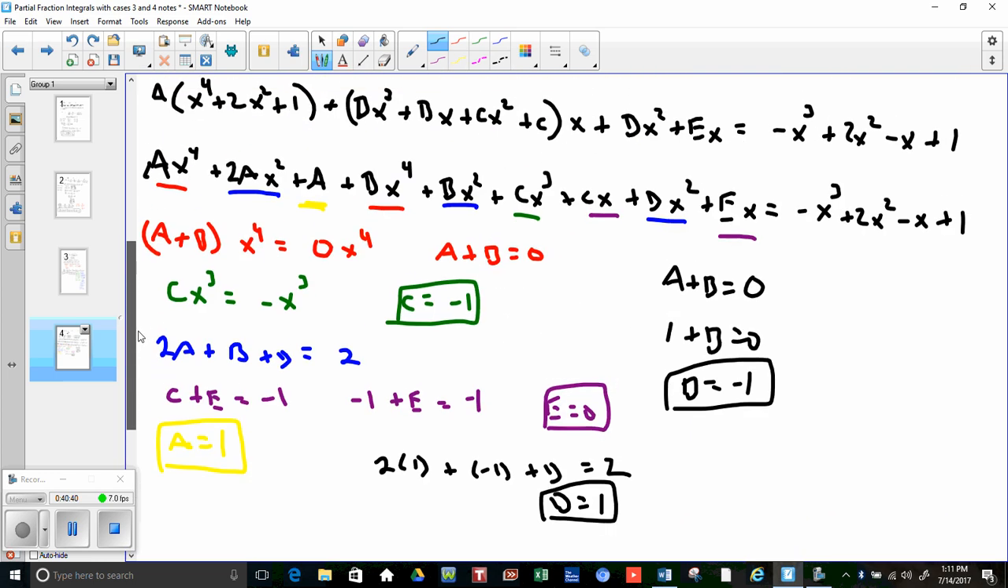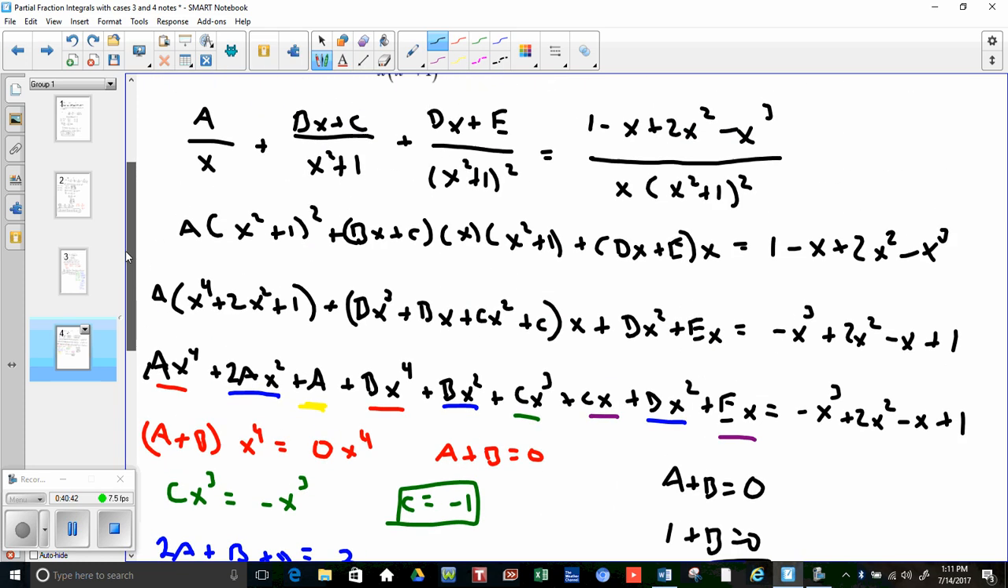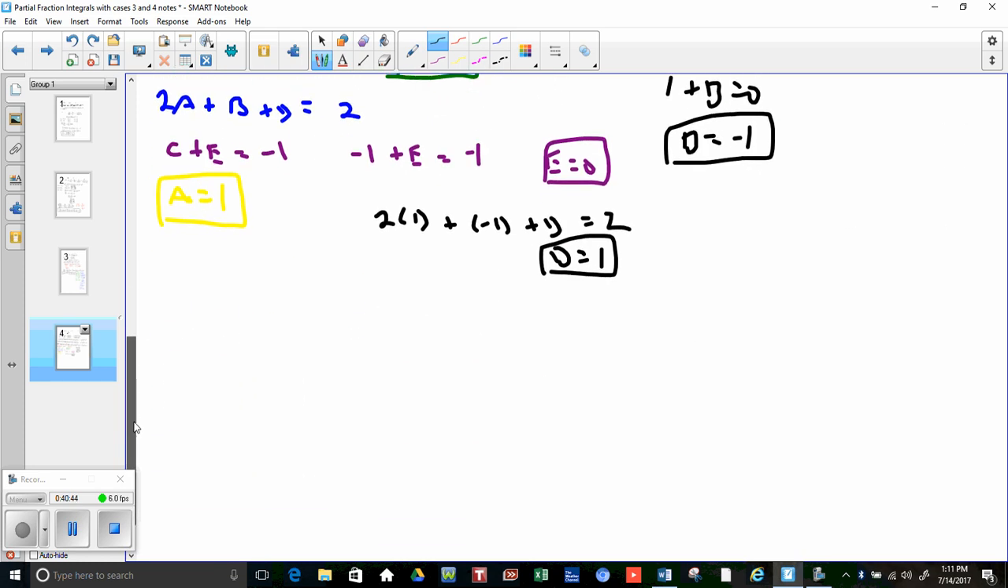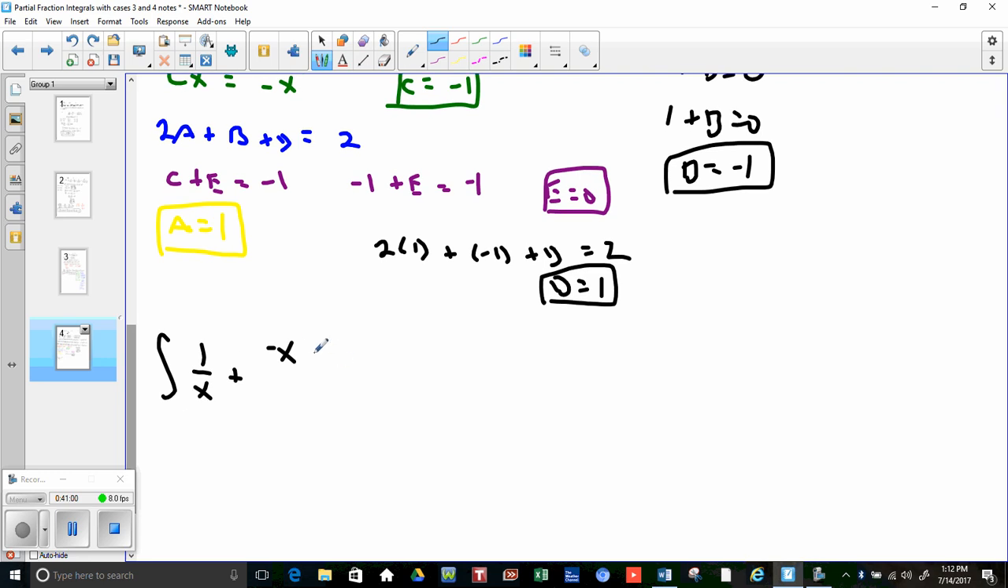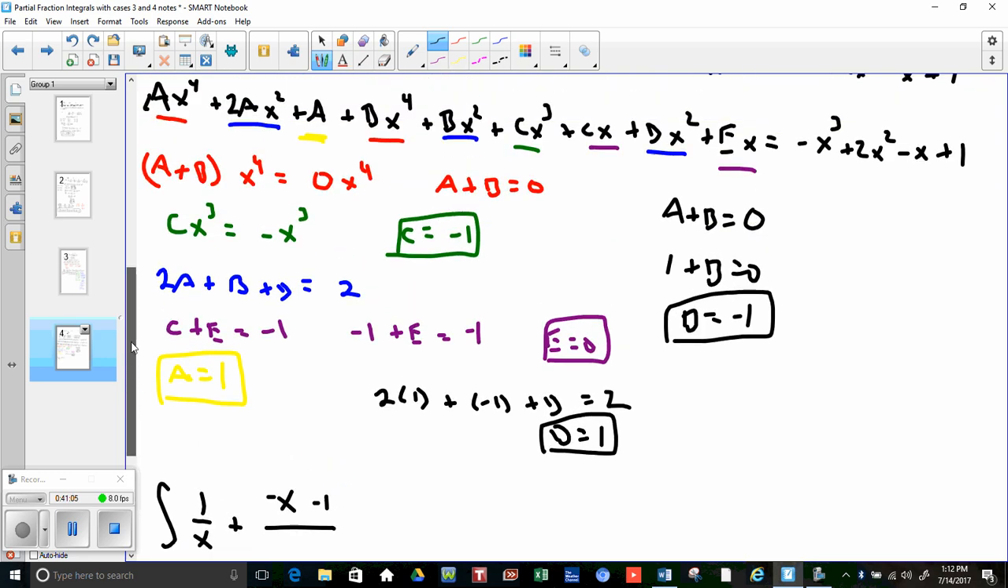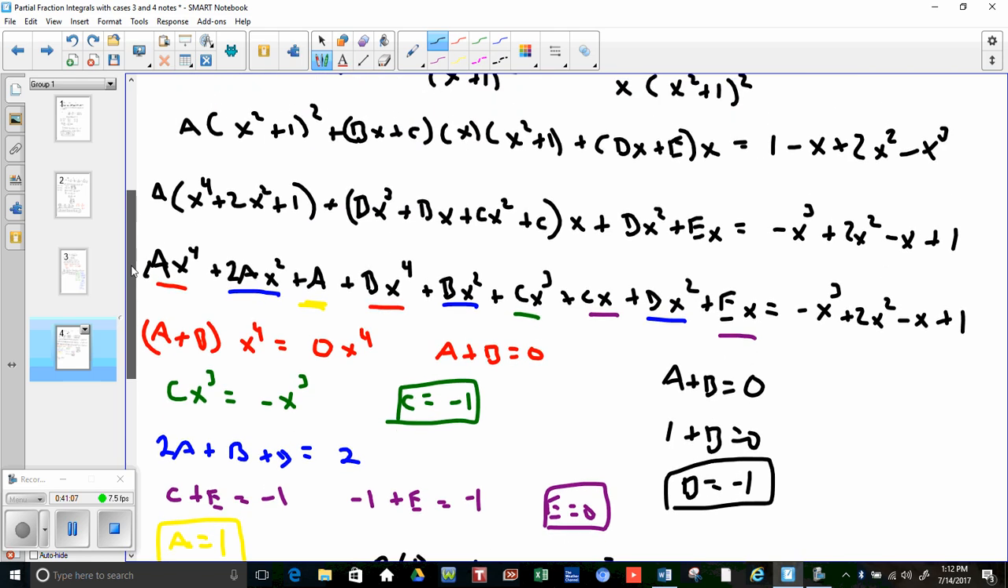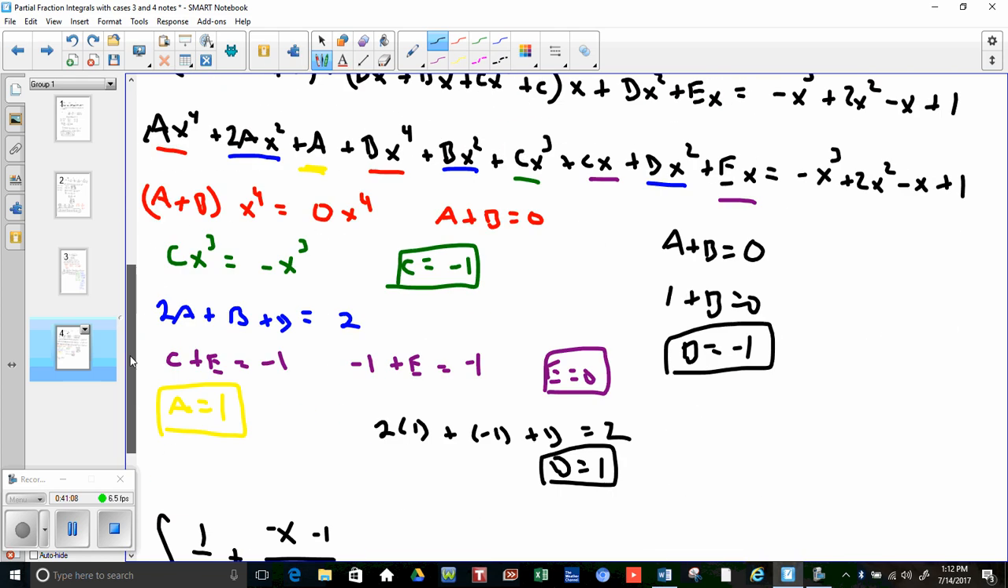So let's see. The first one was just A over x. So that's the integral of 1 over x. Plus, the next one was bx plus c. B is -1, so that's -x. C was -1, so -1, over the non-repeated irreducible quadratic factor x squared plus 1.